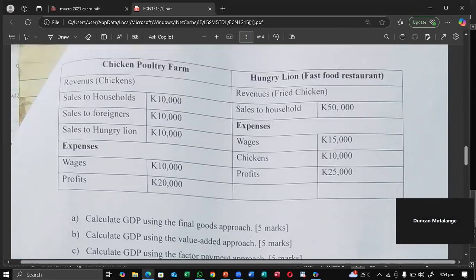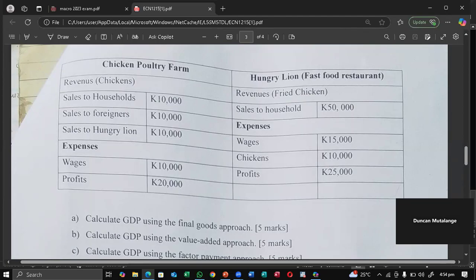All right, so we have the chicken poultry farm. These are the sales, the revenues, the expenses, everything that the chicken farm is doing. These are their records that are here on the left. And then on the right, Hungry Lion, a fast food restaurant. So this is the business. Obviously, you know what Hungry Lion does, right? Yeah, they sell chickens to you and stuff.